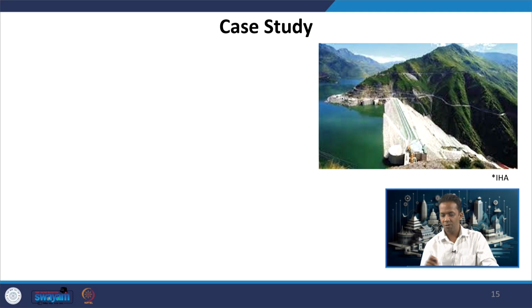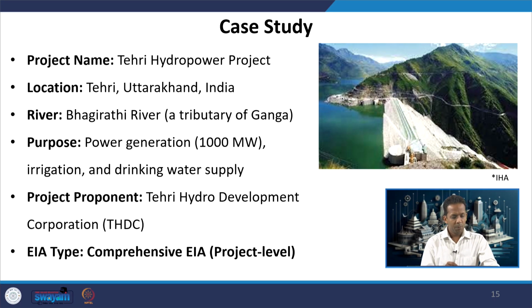Now, coming to the case study. This picture is from Uttarakhand, Tehri district. So, Tehri hydropower plant. It is a big project of around 1000 megawatt power generation. It is on the Bhagirathi river, one of the tributaries of river Ganga, and the EIA which was done for this project was obviously a comprehensive EIA, as it is definitely a river valley project category.